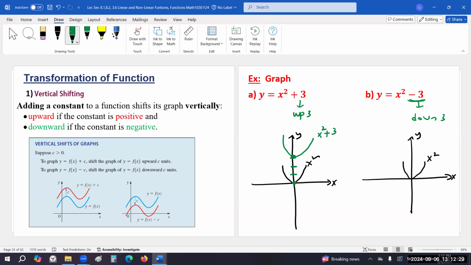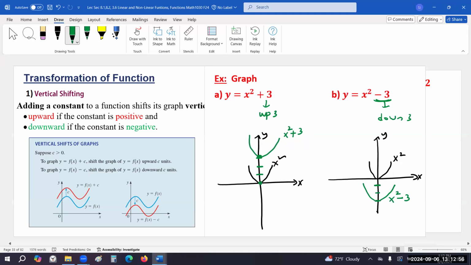So original function, and then extra number means either go up or down. Plus means up, minus means down. For the next one, it says minus 3. So we are moving 1 down, 2 down, 3 down. And then drawing the same parabola, x squared minus 3. Any question? So try one.